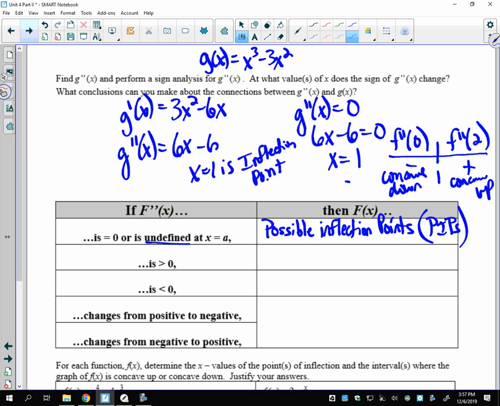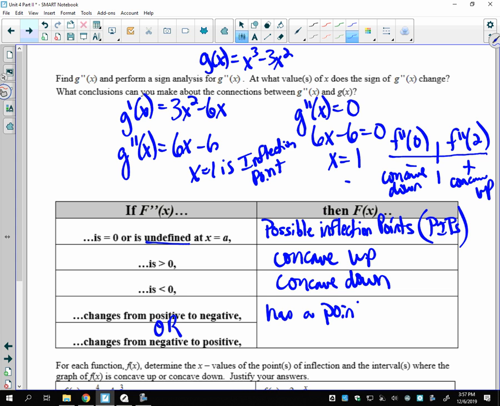What do I know about my graph if my second derivative is positive? I know my graph is concave up. What do I know if my second derivative is negative? I know my graph is concave down. And if my second derivative changes from positive to negative or negative to positive, both of them are just a point of inflection. It doesn't really matter which one it is, right? So you don't have to check as closely like a max or a min. So either one of these, then f(x) has a point of inflection, because the sign changes. Okay?